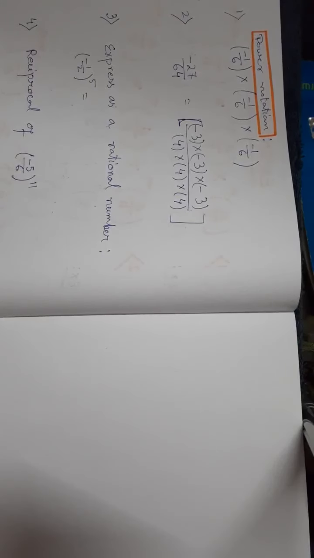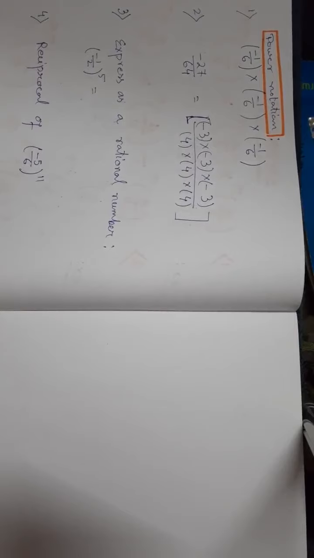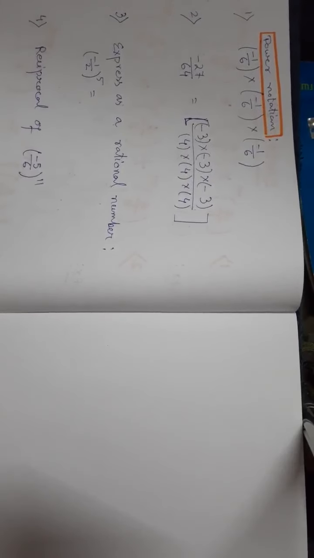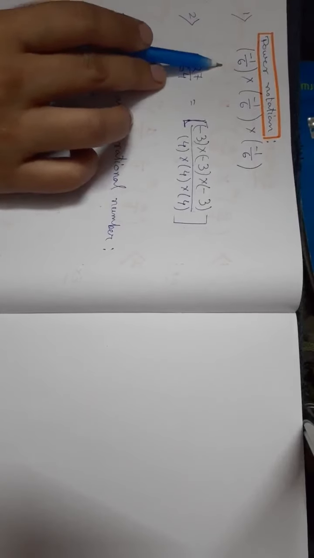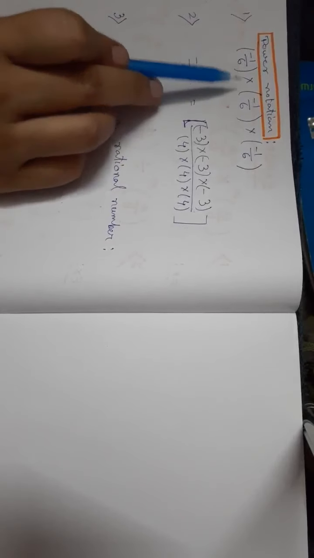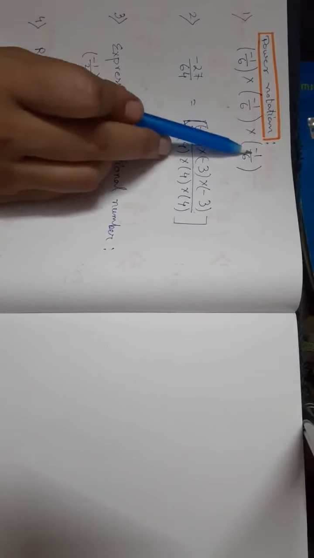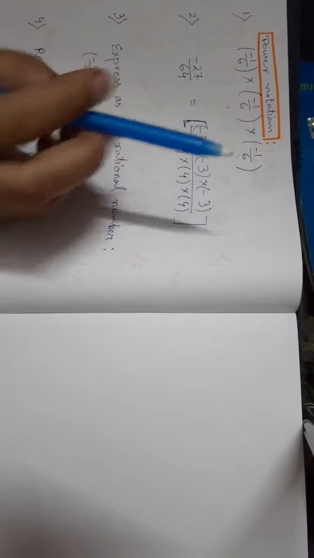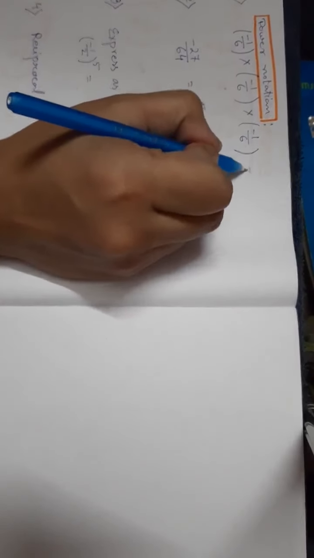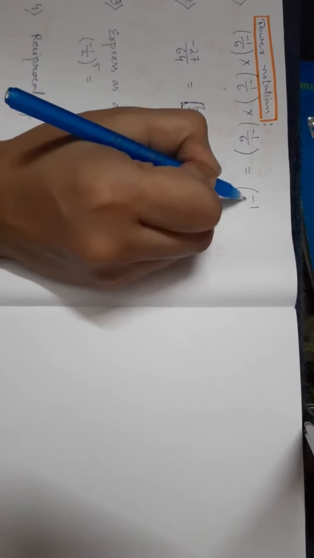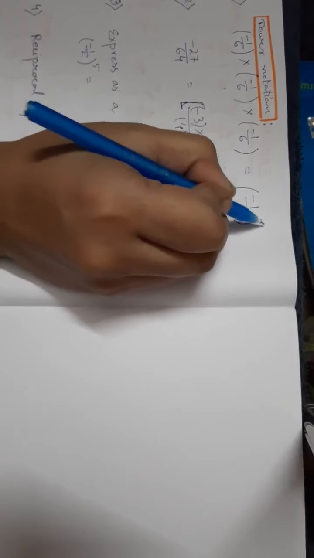So let us solve now. First question: you have to write in power notation. The question is written over here, question number 1. It is given minus 1 by 6 into minus 1 by 6 into minus 1 by 6. You have to write in power notation. That means 3 times we are multiplying the same number. So the answer will be minus 1 by 6 raised to the power 3.